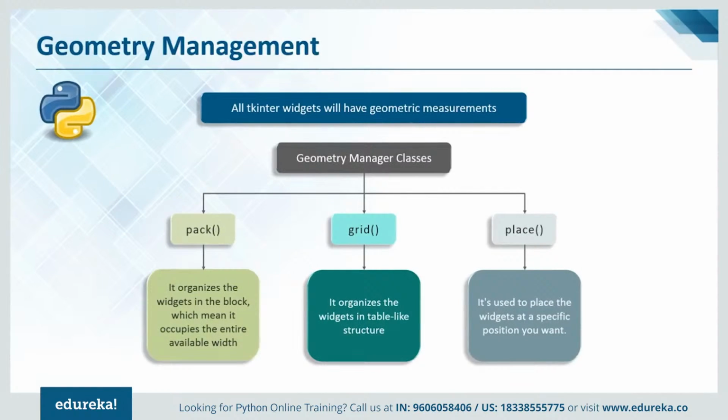Well, pack is used to organize the widgets in a particular block, which actually means that it occupies the entire available width, right? So it is a standard method to show the widgets in the entire window. Next is grid. Well, we have already used grid at this point, so we already know that it organizes the widget in a table-like structure, right? Into rows and columns. And next we have place, guys. So it's used to place the widgets at a specific position you want. And again, we've already looked at grid in almost all of the previous codes, right? And I'm sure you guys understood all of these concepts.